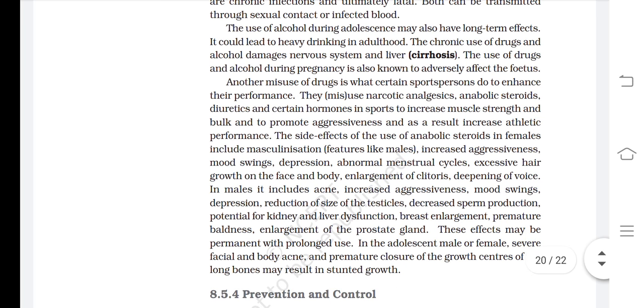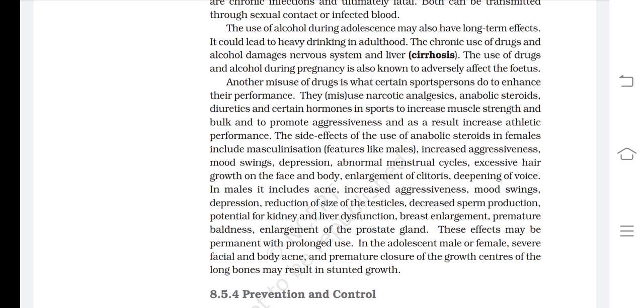The use of alcohol during adolescence may also have long-term effects. It could lead to heavy drinking in adulthood. The chronic use of drugs and alcohol damages the nervous system and causes liver cirrhosis. The use of drugs and alcohol during pregnancy is also known to adversely affect the fetus. Another misuse of drugs is what certain sportspersons do to enhance their performance.